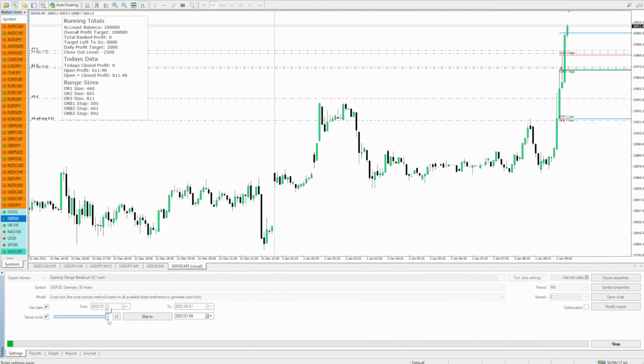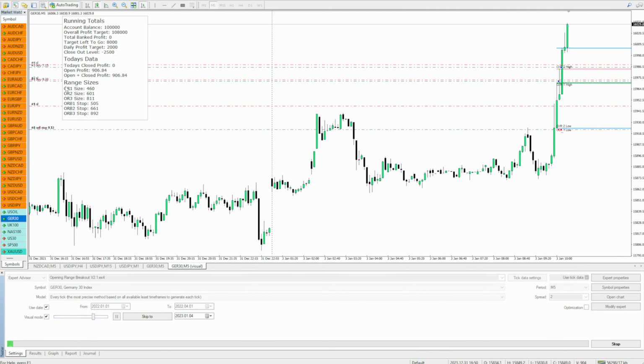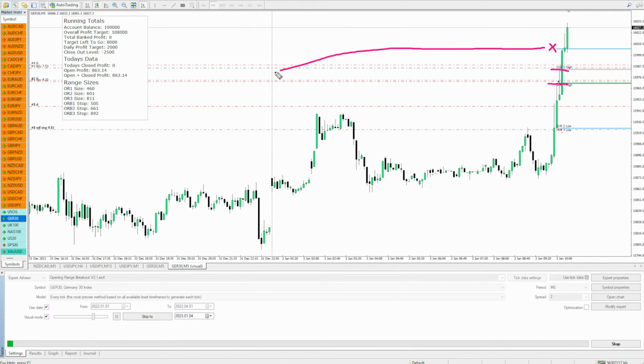We'll just look at lots of examples of it basically. But as you can see here, we've got a buy on here, we've got a buy on here. So we've taken opening range high 1, opening range high 2. We haven't taken opening range 3. Why?